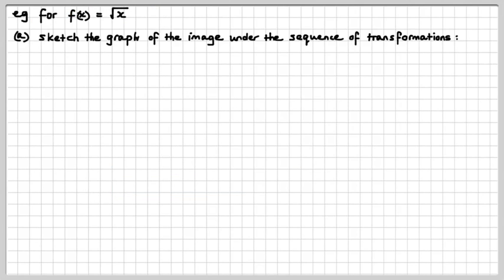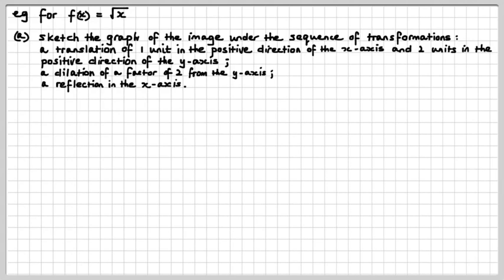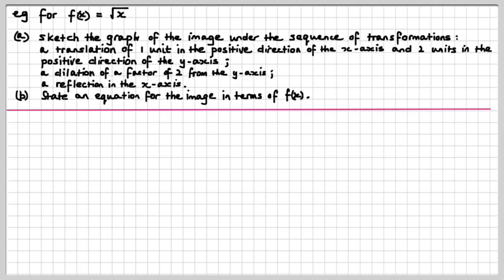Now, what's this? For f of x equals root x, that was the last one we did, wasn't it? Sketch the graph of the image under the sequence of transformations. What are they? One unit in the positive direction of the x-axis, 2 units in the positive direction of the y-axis, dilation of factor 2 from the y-axis, reflection in the x-axis, and state the equation of the image. Alright, that's fine. Nothing can shock us anymore.